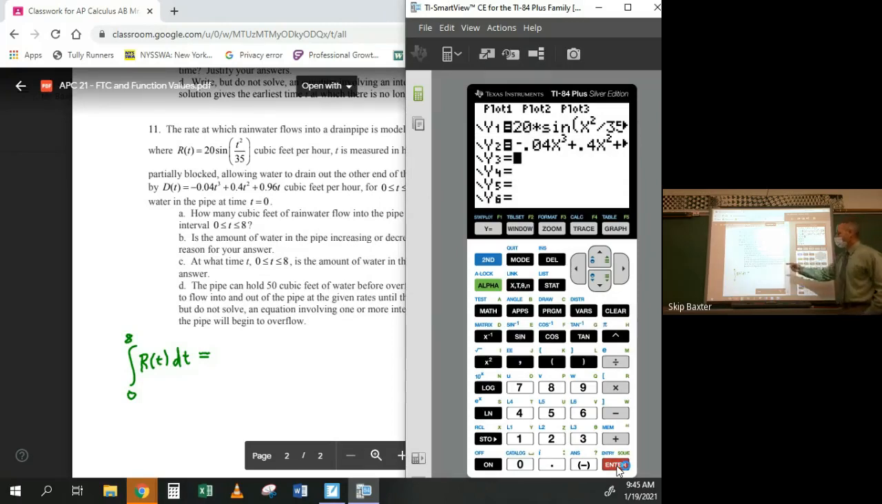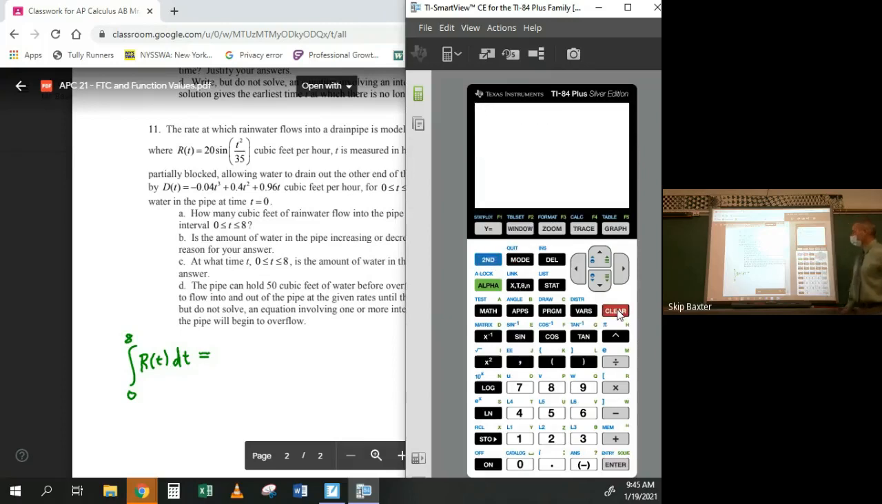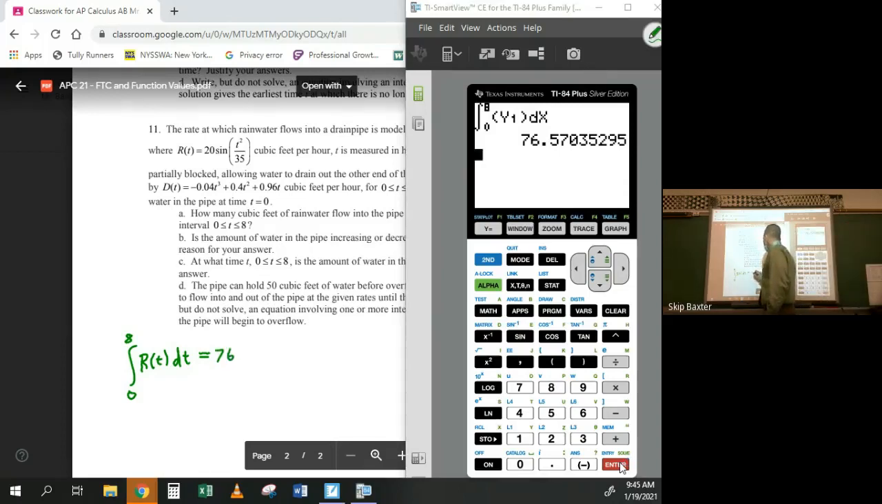Okay, so for part A, all I need to do is, from my normal working screen, take math 9, definite integral from 0 to 8 of Y1, because that's what I typed in r of t as. So we do variables, Y variables, function 1, dx. And that's the answer, 76.570. So this is 76.570 gallons.